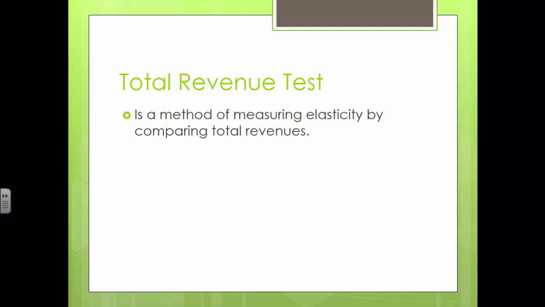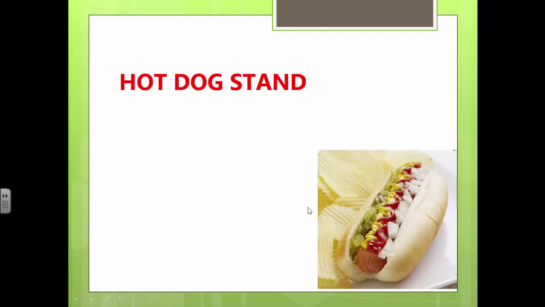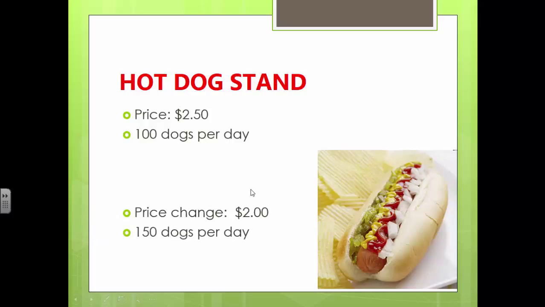So a total revenue test is the other method of measuring elasticity by comparing total revenues. Let's think about this for a second. I've got my hot dog stand, and I'm going to sell my hot dogs at the Milwaukee Brewers Stadium because I like the Brewers, and the price is $2.50 a hot dog, and I'm going to sell, because of how things are going that day, 100 hot dogs per day. And then, they win the game. Normally on a good day, I'm always selling 100 hot dogs per day. But today, they won a game. I'm like, sweet. I'm going to lower my price to $2 as a celebration, and I sell 150 hot dogs that day, so I sell 50 more than I normally would.